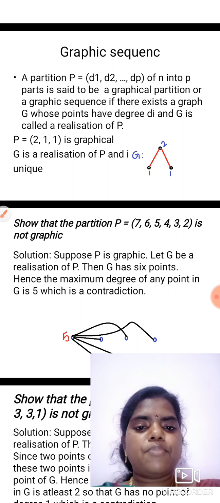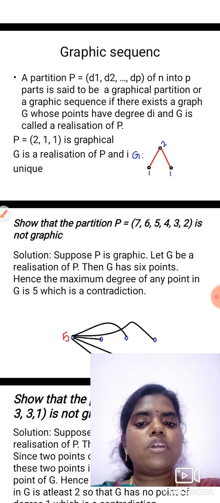Here is an example. Here I have 3 vertices and I am able to draw a graph with a vertex of degree 2 and the other 2 vertices of degree 1. Therefore, my partition of 4 into 2, 1, 1 is graphical.